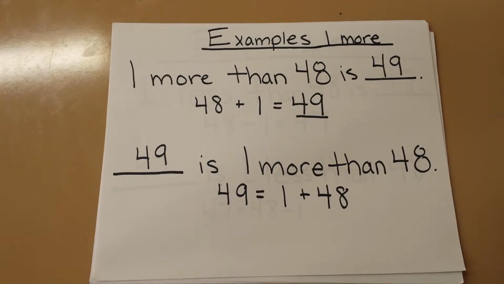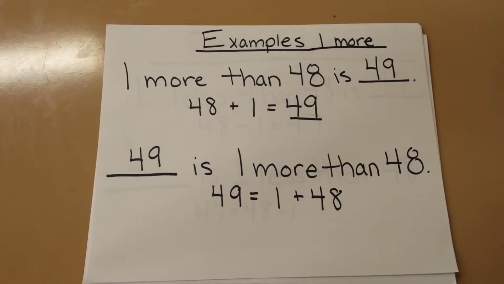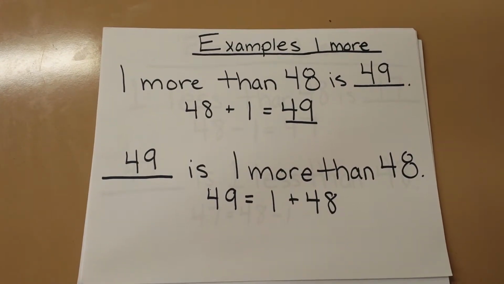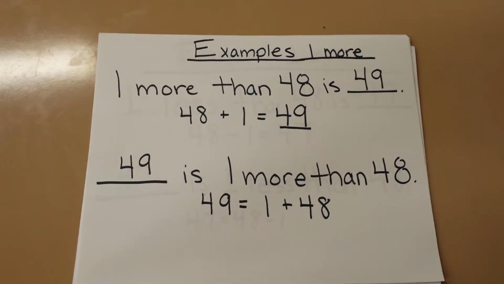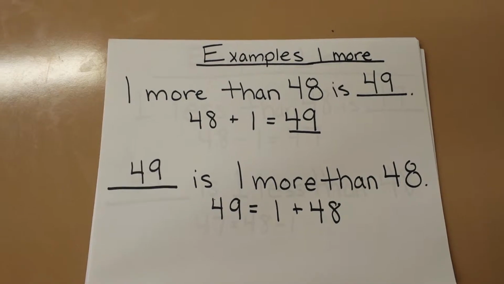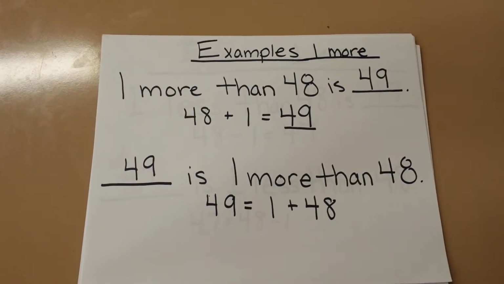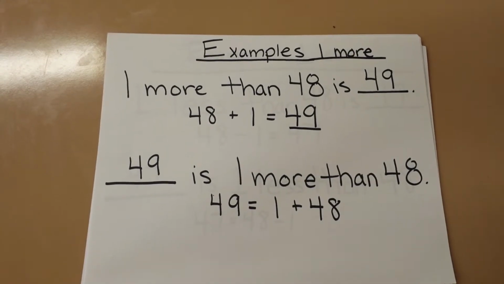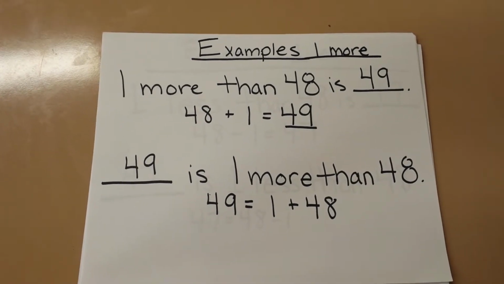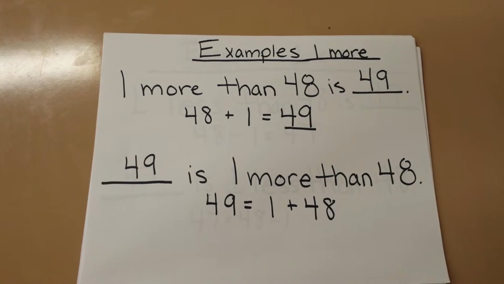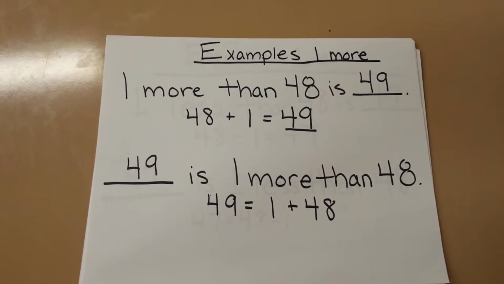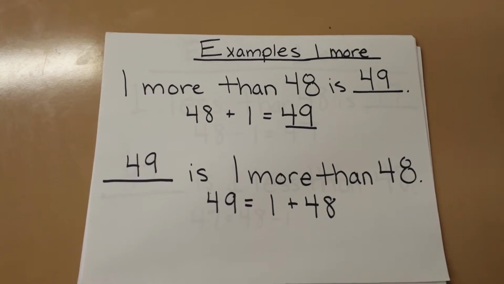Let's see some examples. Here's example 1. 1 more than 48 is 49. This would be the same as 48 plus 1 equals 49. You could also write it as 49 is 1 more than 48. I underlined the answers that would have been blank that they would have had to figure out.